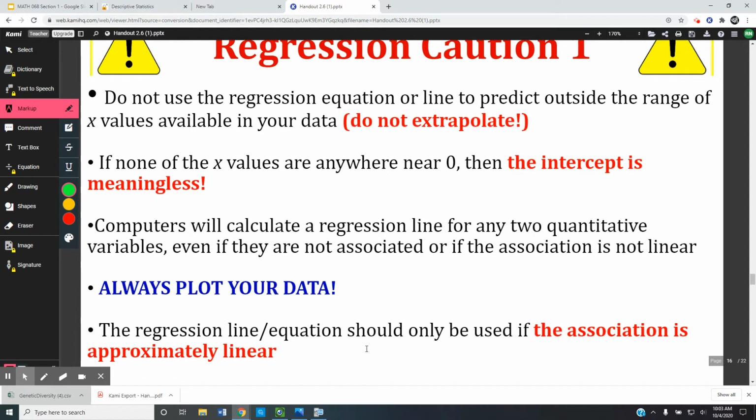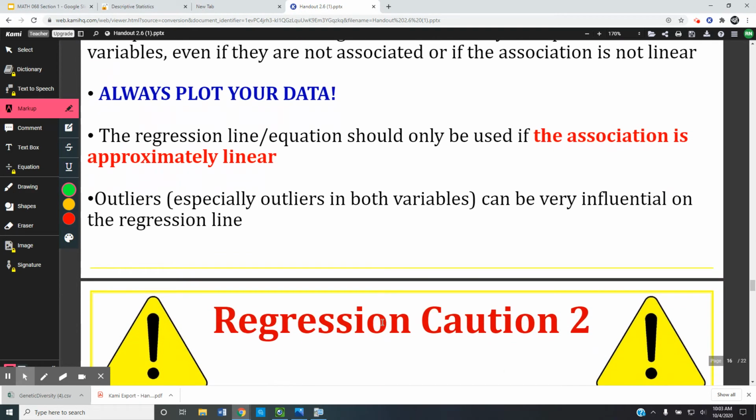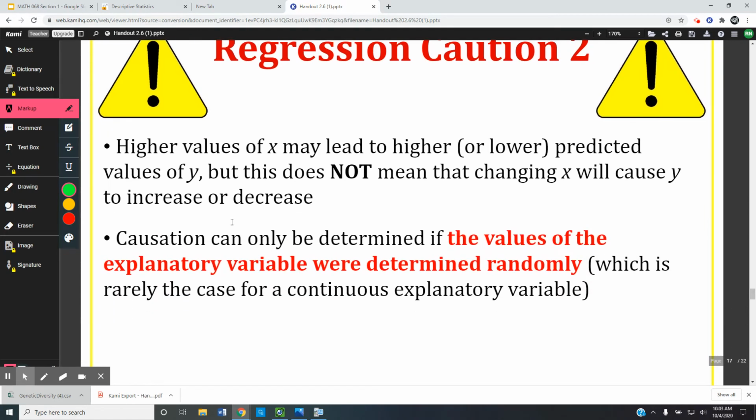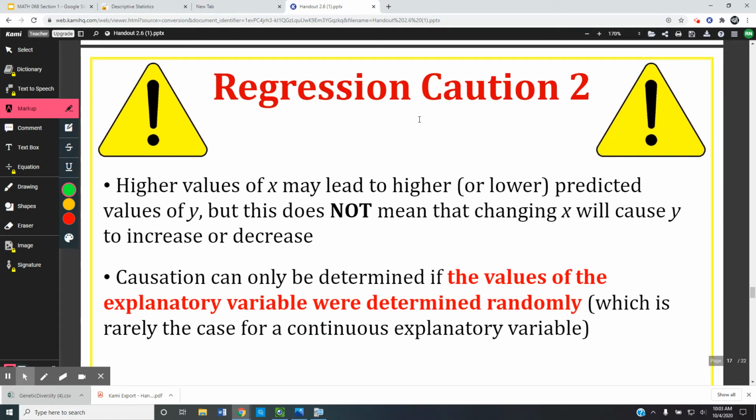Computers will calculate a regression line for any two quantities. Always plot your data, and the regression line equation should be used only if the association is approximately linear. Outliers can be very influential on the regression line. Very influential. We have a couple more regression cautions.